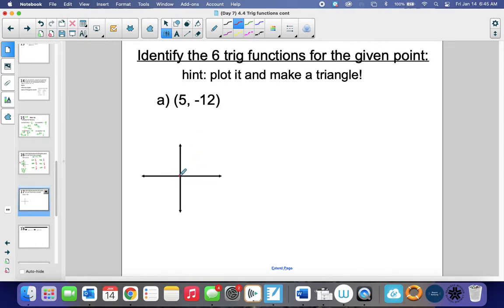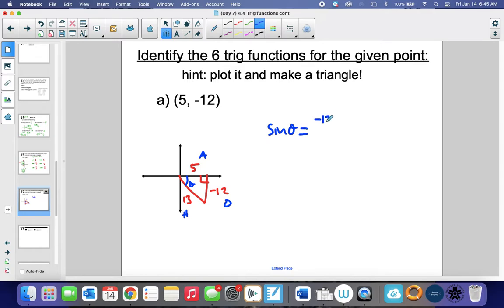All right, if you've tried it, what you should do is graph the point. So we went 5 in the x direction, negative 12 in the y. If you do Pythagorean theorem, you're going to end up getting 13 for your hypotenuse. So this is our theta. So this is my opposite, adjacent, hypotenuse.